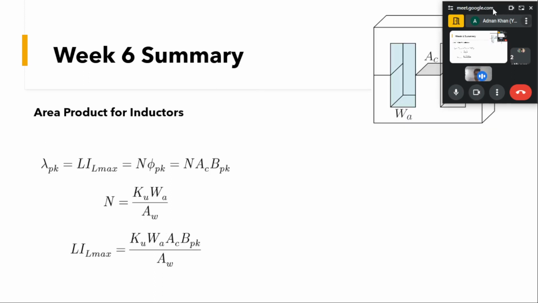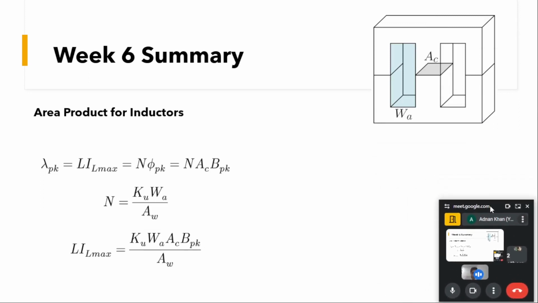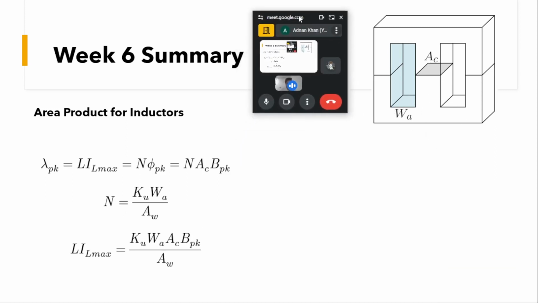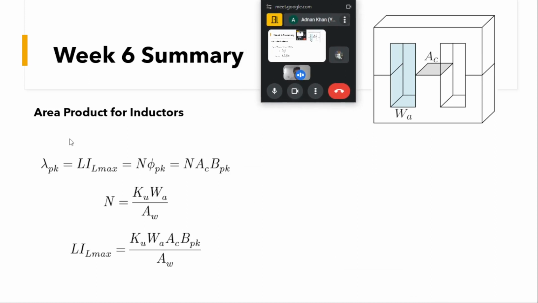This was about the window utilization factor. Now comes another design aspect which is very necessary, the area product. Area product is the product of the core area and the window area, Ac into Wa. So how will we calculate this area product?